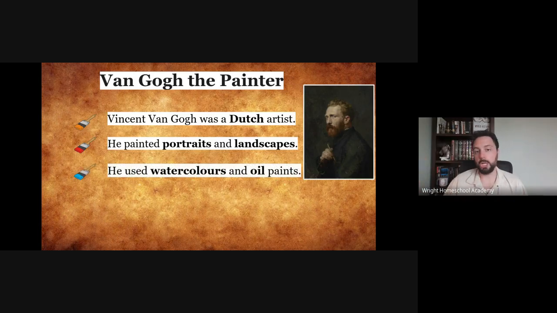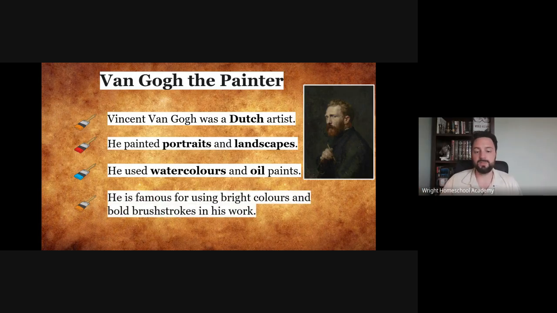He used both watercolors and oil paints, although I will say oil paints were his preference, definitely. He painted something like 950 paintings that we still have today. And of those, I think 860 were oil paints, if memory serves. So the overwhelming majority were done with oil. That was his favorite medium or thing to use to paint with. And it seems as though he really only used watercolors when he didn't have any more oil paints left to use. He's famous for using bright colors and bold brushstrokes in his work.